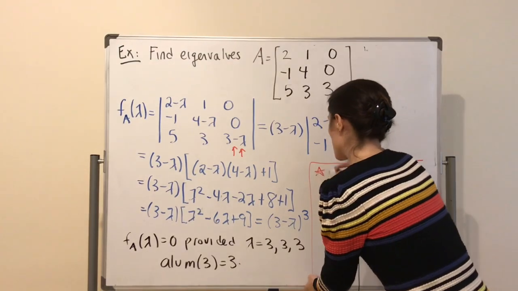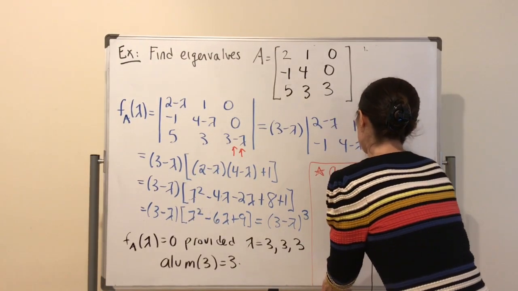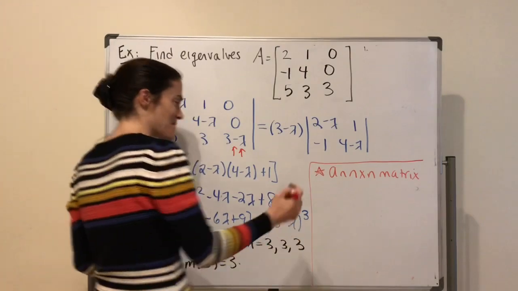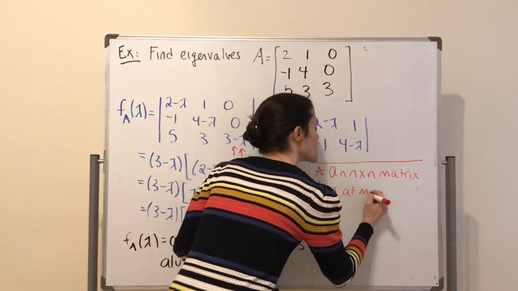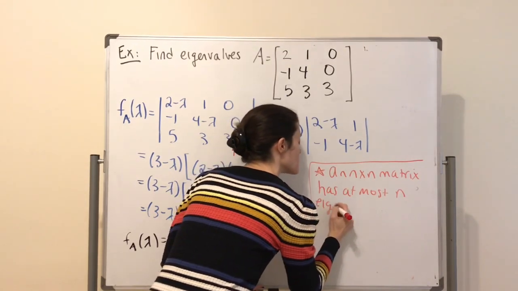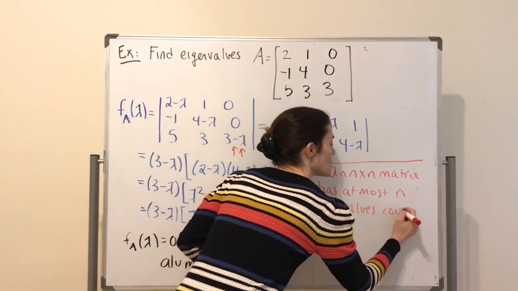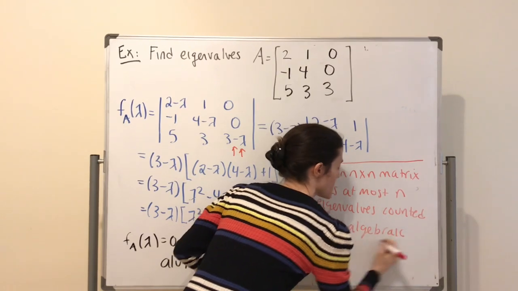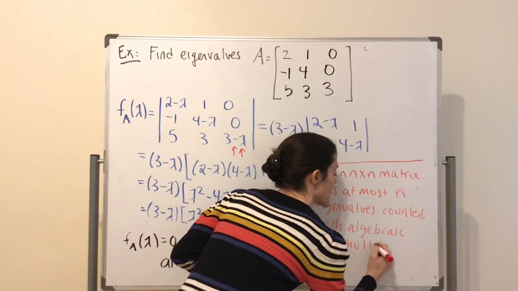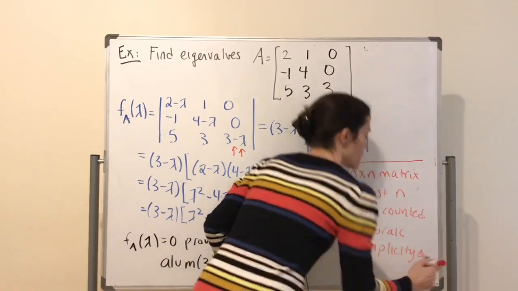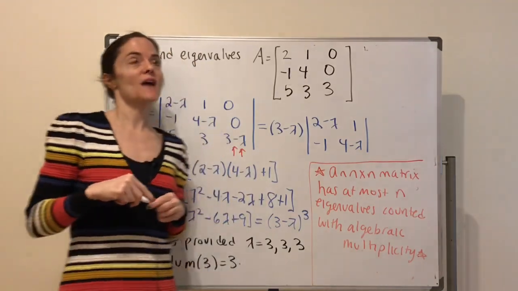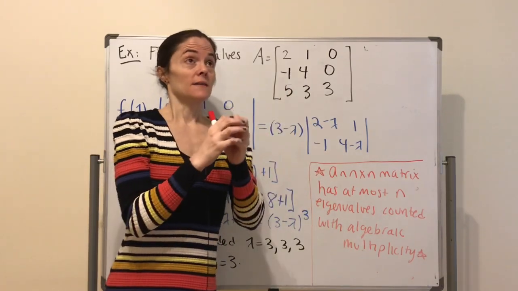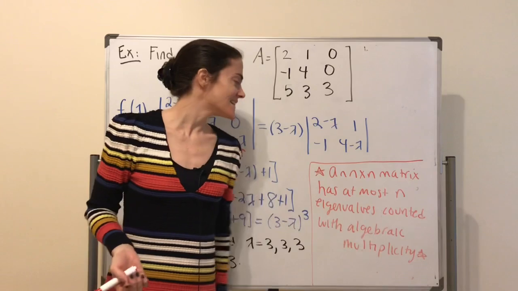But I mentioned this, and it's worth writing, an n by n matrix, and this is not a good place to stand for you to see what I'm writing. An n by n matrix has at most n eigenvalues, even if you count them with algebraic multiplicity. And that's just because of how roots of polynomials work. If you have a degree n polynomial and you have a bunch of repeated roots, say, you add up the multiplicities of the roots, you get no more than n.